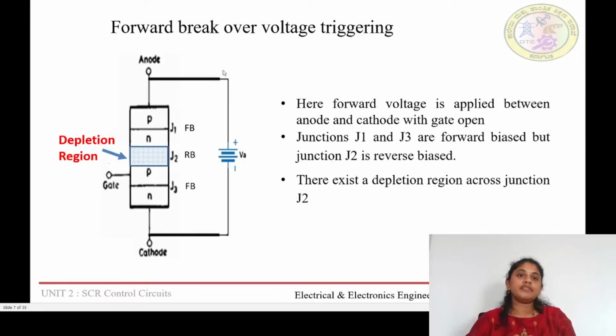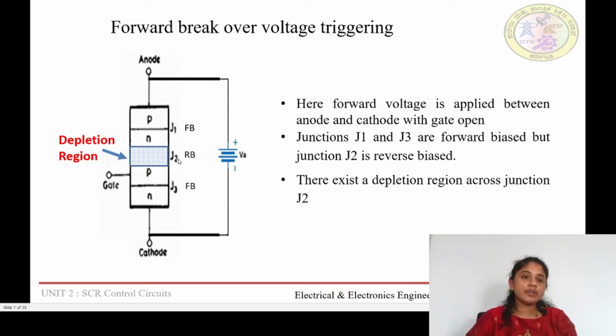Now let us see the first method of triggering, that is forward breakover voltage triggering. In this method, a voltage is applied across anode and cathode and gate is left open. Here positive of the supply is connected to anode and negative of the supply is connected to cathode, and hence SCR is said to be in the forward biased condition. Under this condition, junction J1 is forward biased, junction J3 is also forward biased and junction J2 is reverse biased.